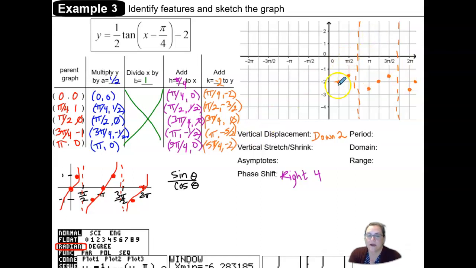Coming back the other direction, we're going to be at -5/2 on the y-intercept, followed by a vertical asymptote at -pi over 4. Then at -pi over 2, we'll be at -3/2. Then -2, then -5/2, followed by an asymptote. And notice how this cycle just keeps repeating until we get to the end of the graph.